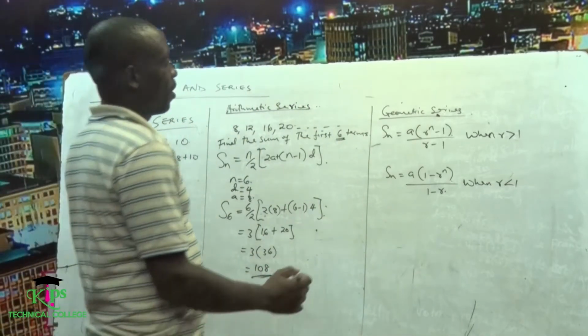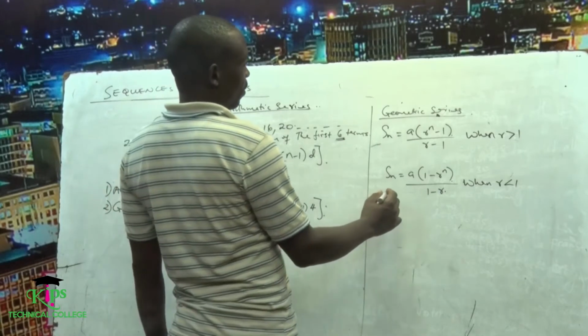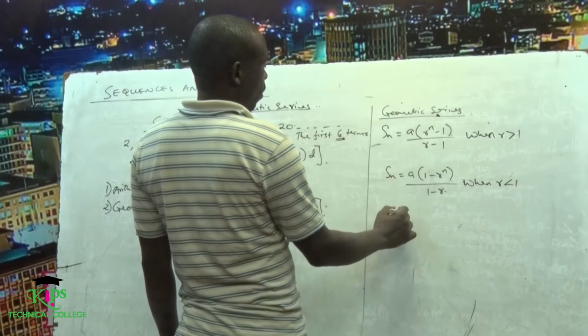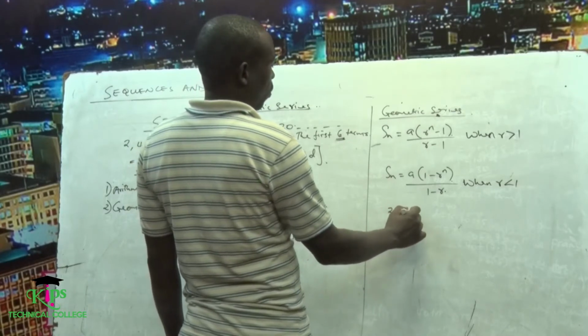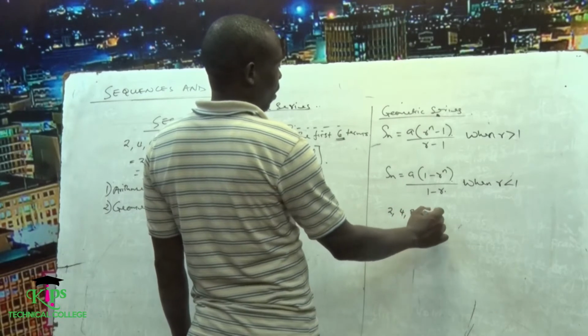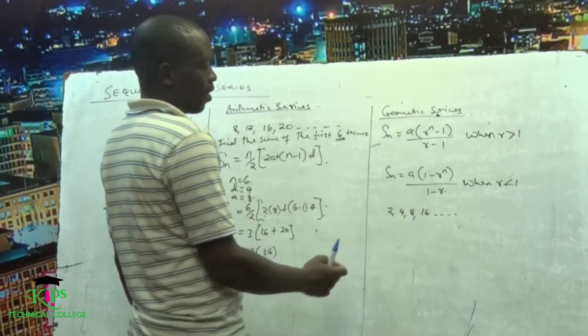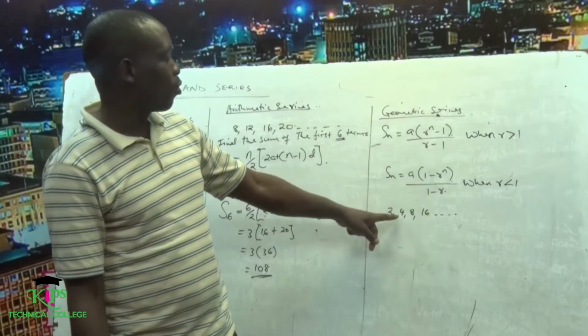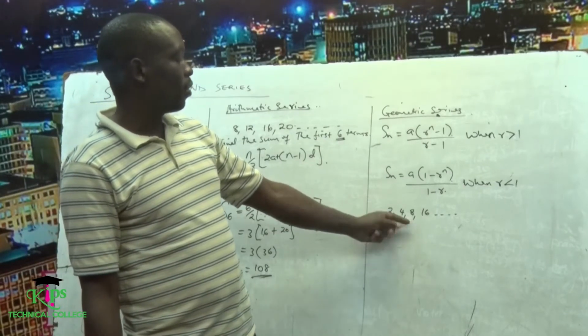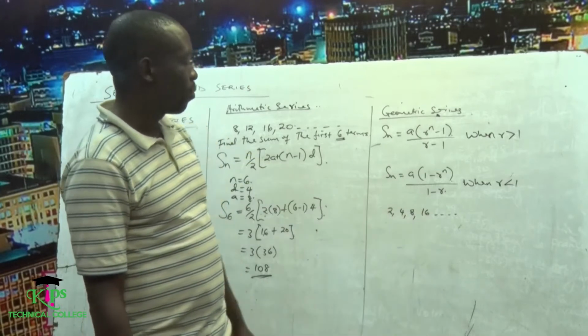So if you have a sequence that is like this, maybe you have 2, then it goes to 4, then it goes to 8, then it goes to 16, like that. We can see that in this case, to get the next term, we are multiplying by 2. To get the next one, you multiply by 2. To get the next one, you are multiplying by 2.